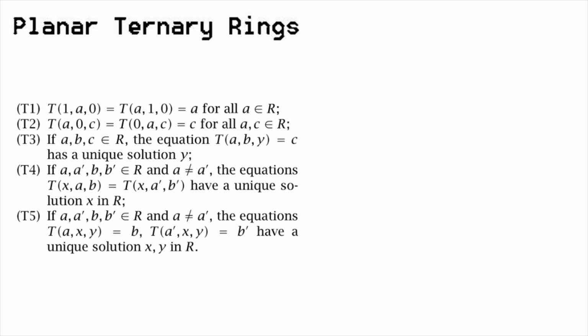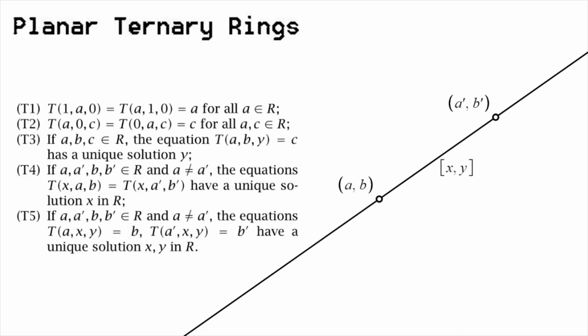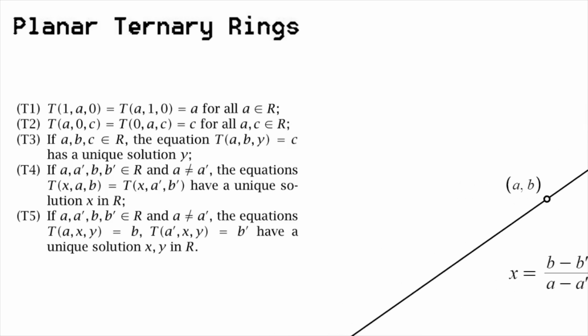In the reals, this says that between points AB and A'B', there's a unique line bracket xy. In particular, this is the line (B minus B') over (A minus A'), AB' minus A'B over (A minus A'). There's a lot to unpack there.